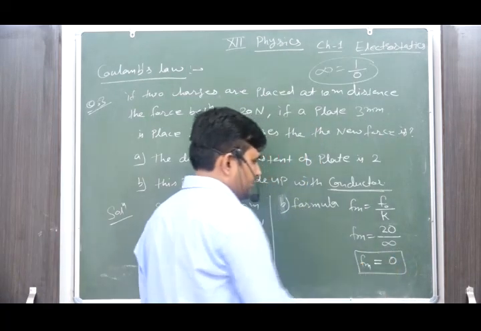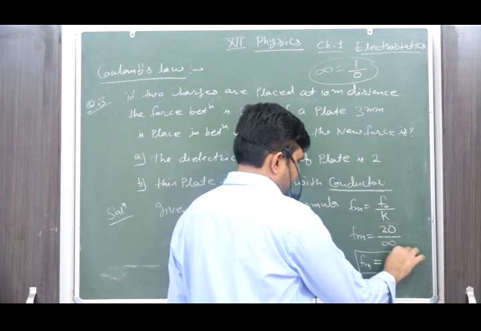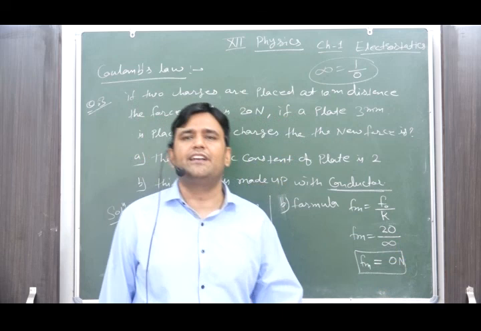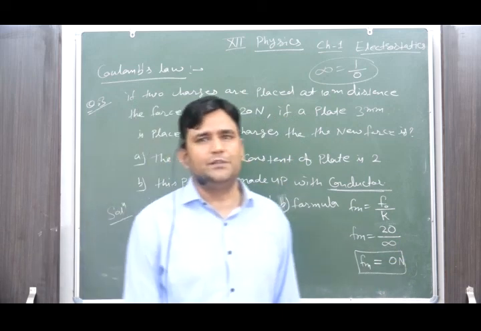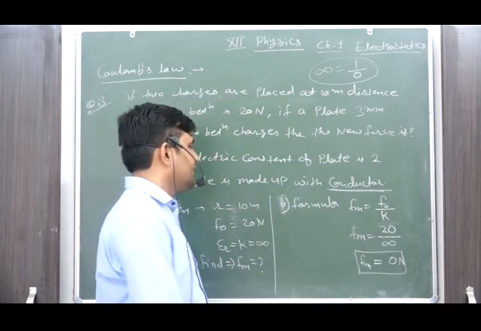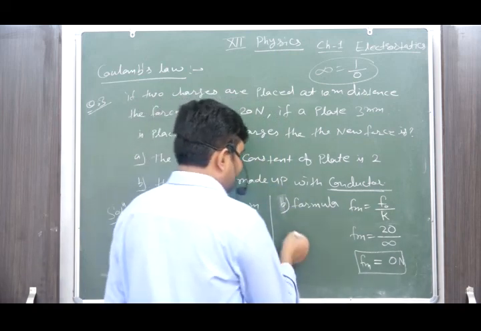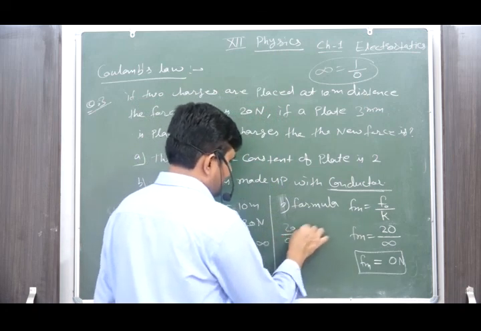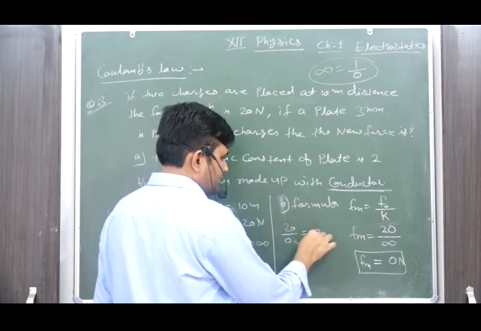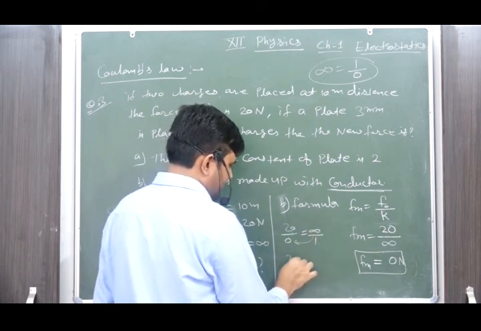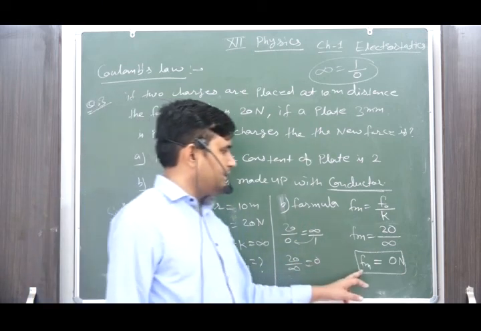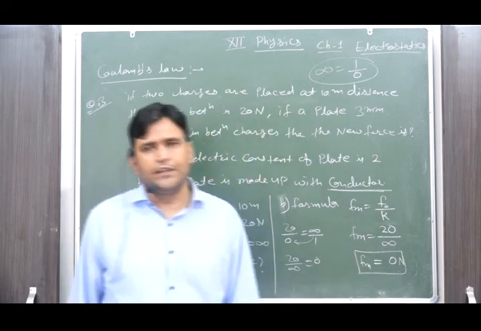The force between the charges is 0 Newton. And then the basic formulation: when we divide any quantity by infinity, it is 0. When we divide any quantity by 0, we get infinity. It means if we have 20 upon 0, it is equal to infinity. Just interchanging the place, cross multiplying, 20 upon infinity is equal to 0. That's why the force between the charges is 0 Newton.